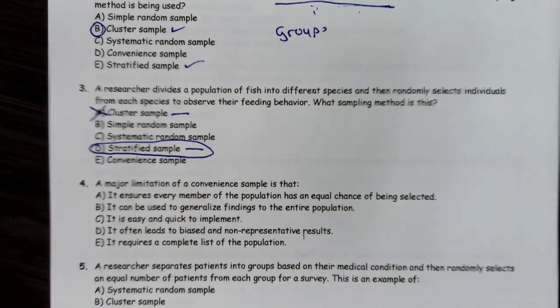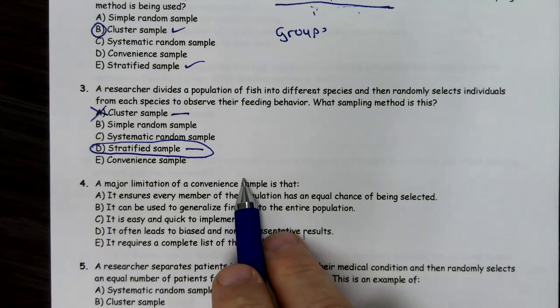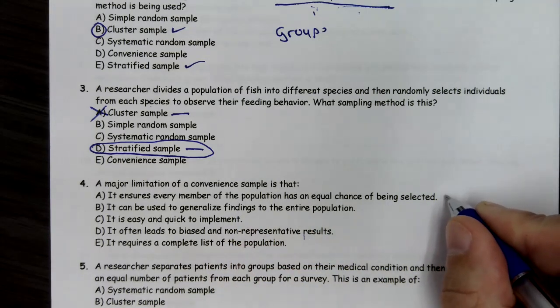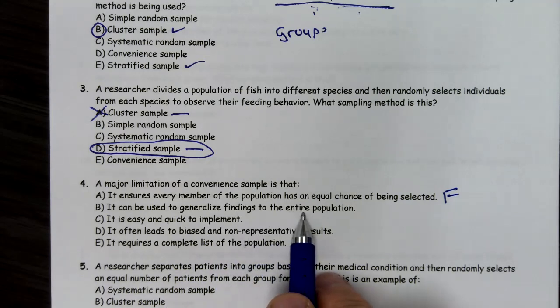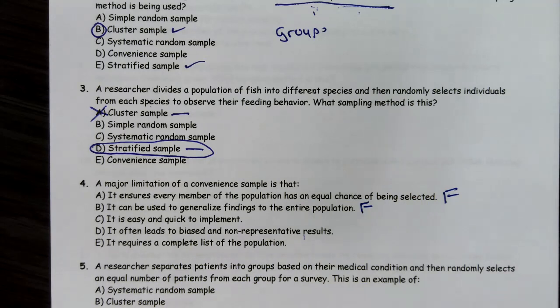A major limitation of a convenience sample is that it ensures every member of the population has an equal chance of being selected. All right. So is this true? And it's like, no, convenience sample does what's convenient, what's near you. And those near you may not represent the whole population, so that's false. It can be used to generalize findings to the entire population. That's false because you didn't represent the entire population. You only represented part of it.